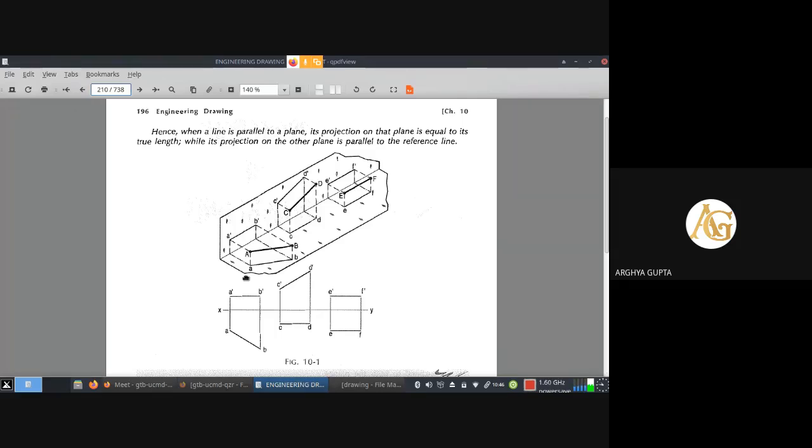Only the planes will be changed. In place of VP, maybe it will be HP, like that.